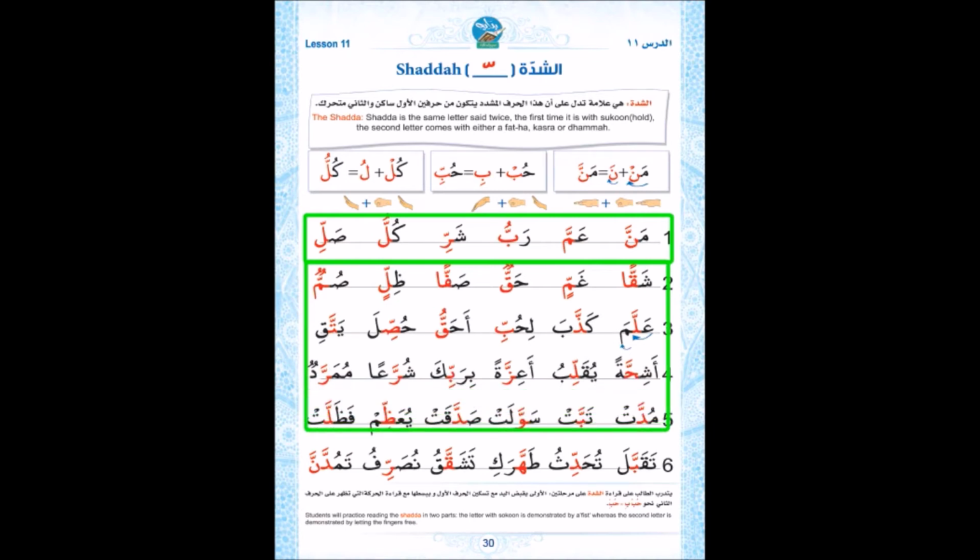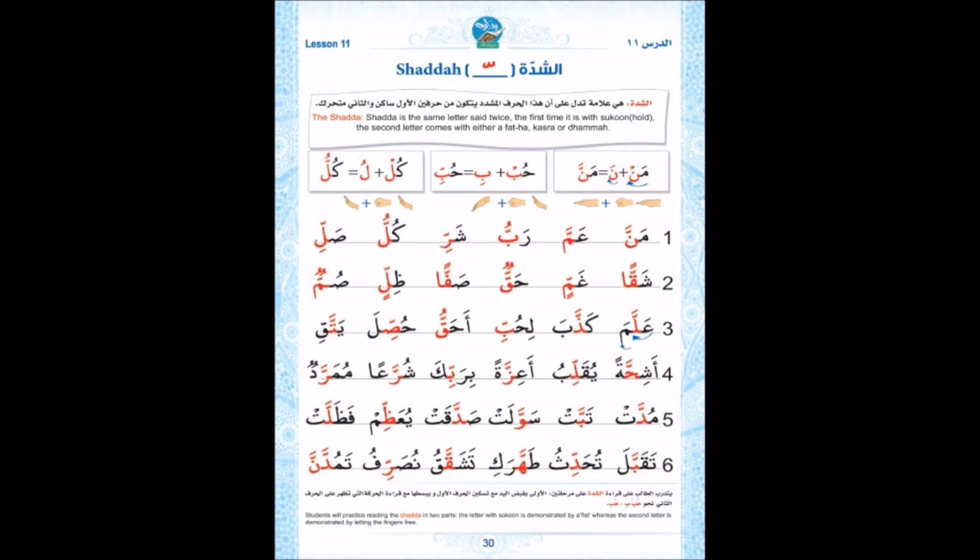And the fifth line includes shadda with sukun in 4-letter words. And the sixth line we have 4-letter words with shadda in the middle as well as 2 shaddas in the same word. So again, as the student starts from the easiest to the most difficult, he or she will grasp the concept fully, inshallah, before moving on.